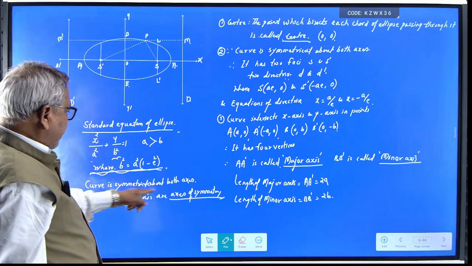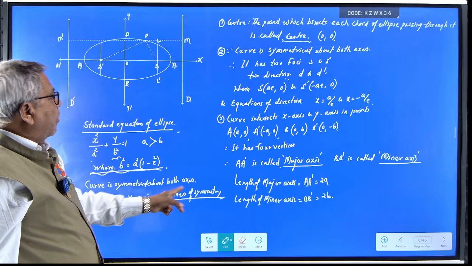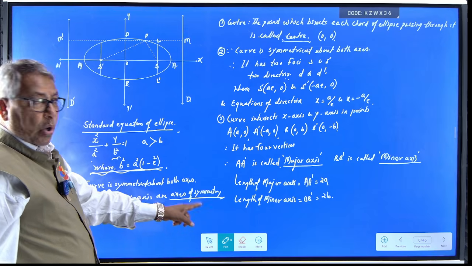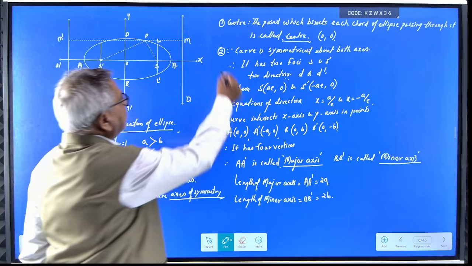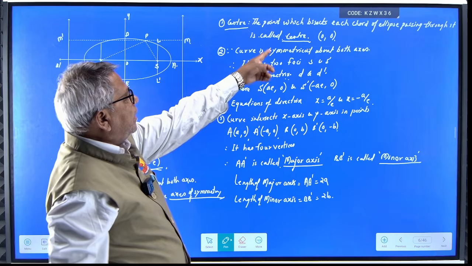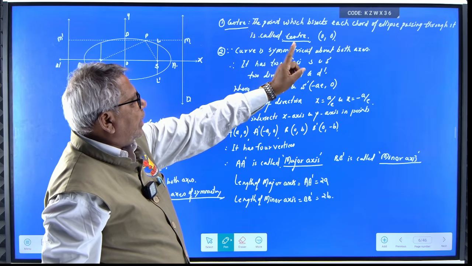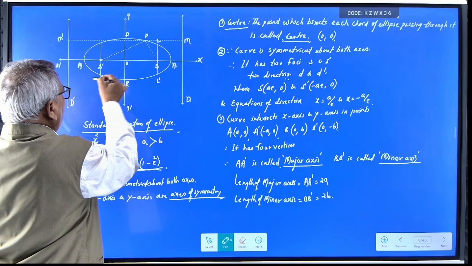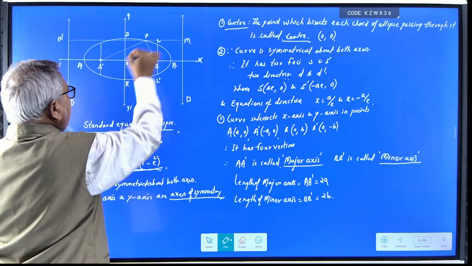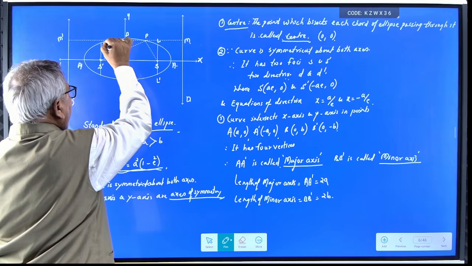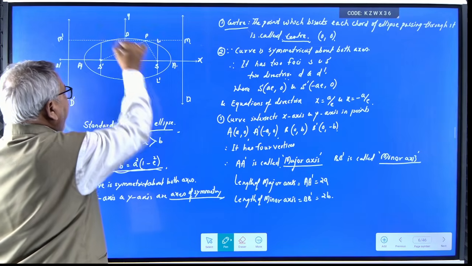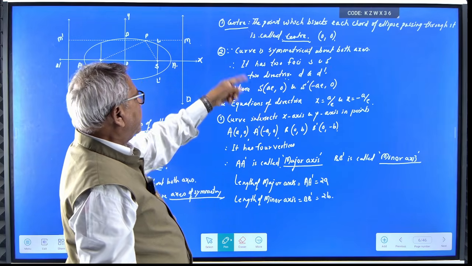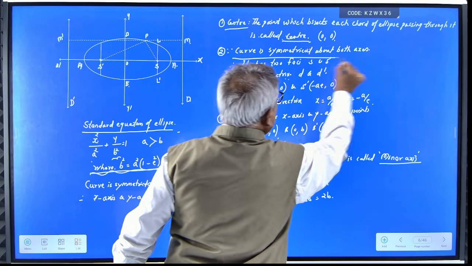The curve is symmetrical about both axes, the x-axis and y-axis. The x-axis and y-axis are the axes of symmetry. The center is the point which bisects each chord of it passing through it. If one chord passes through O, it is bisected at point O. Draw another chord through O, and O bisects it too. Therefore O, (0, 0), is called the center of the ellipse.